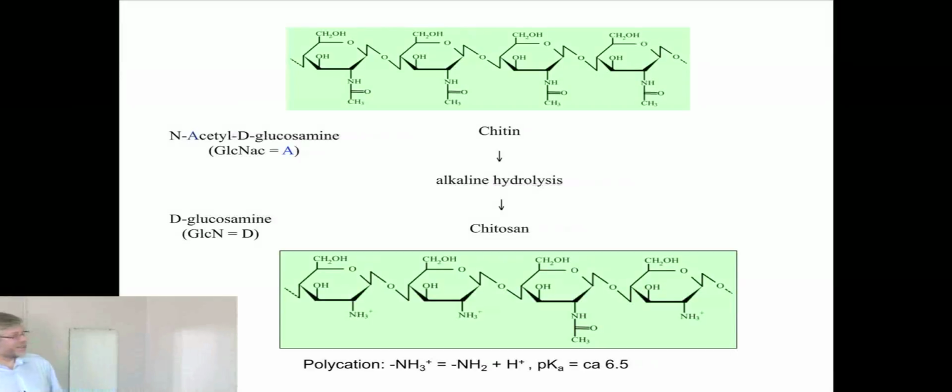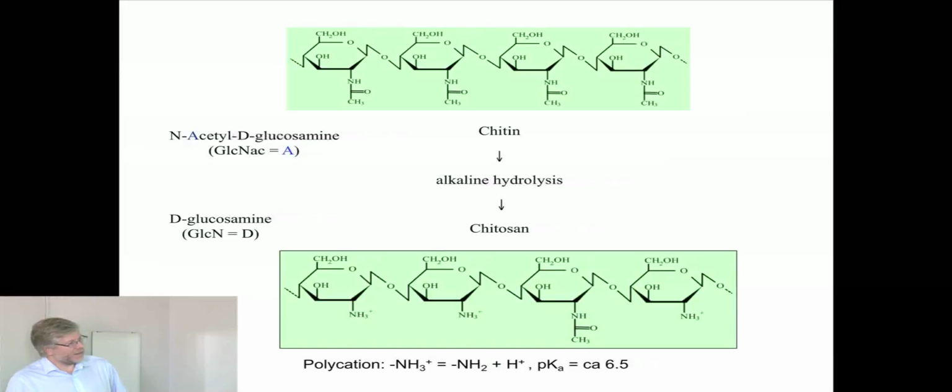The interesting thing is this amino function, because that is a base. So it will attract a proton and it becomes positively charged. The new sugar is just called glucosamine, GlcN. We often call it D, not because of this, but because it's deacetylated. So chitosan will be a polycation because of this equilibrium.